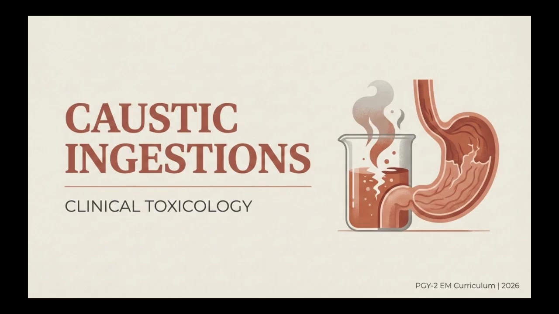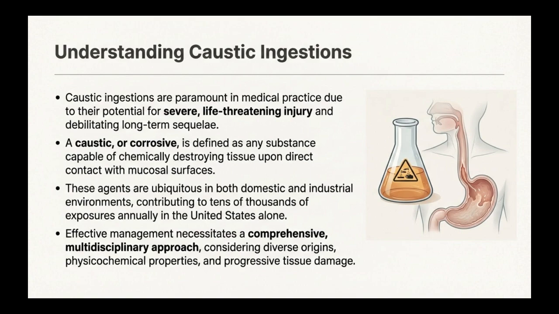Caustic ingestions are a critical concern in medicine due to their potential for severe, life-threatening injuries and significant long-term consequences. A caustic, also known as a corrosive, is any substance that can chemically destroy tissue upon direct contact with mucosal surfaces. These agents are commonly found in both homes and industrial settings, leading to tens of thousands of exposures annually in the United States alone.